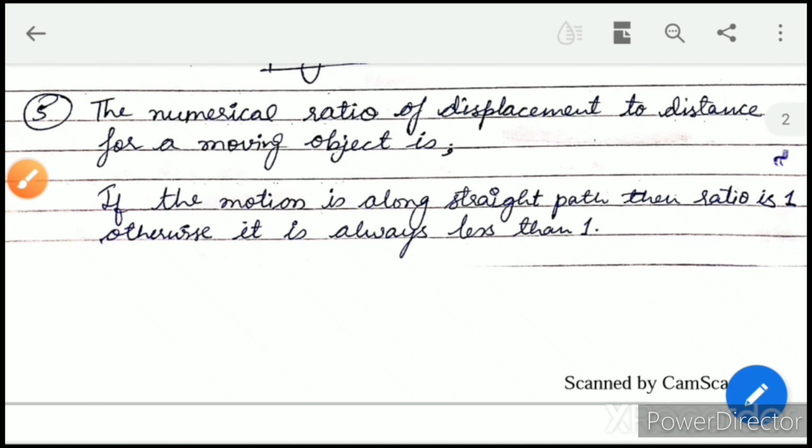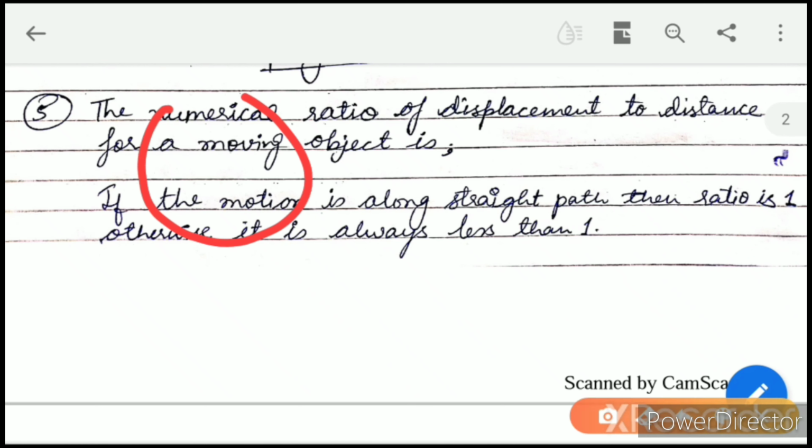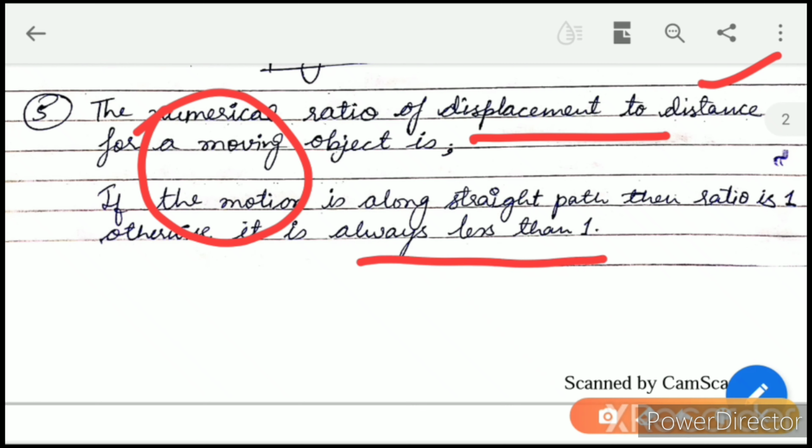Otherwise, if the path is circular or any other, the displacement is the shortest distance and distance is the whole length, so displacement is always smaller than distance, so the ratio will always be less than 1.